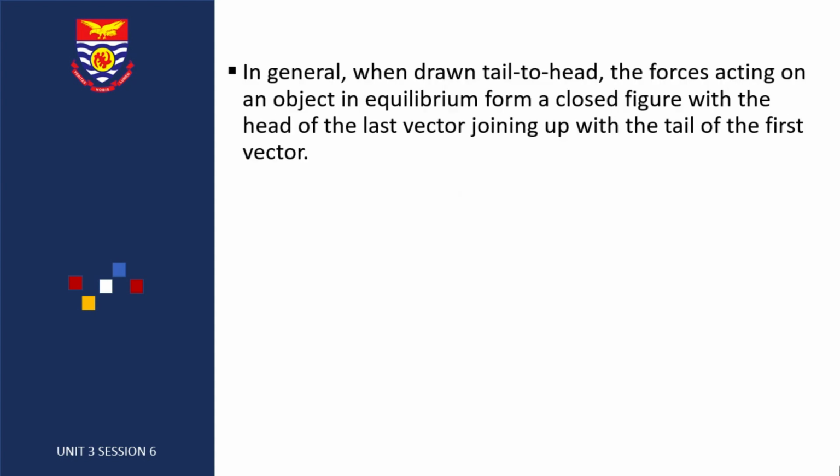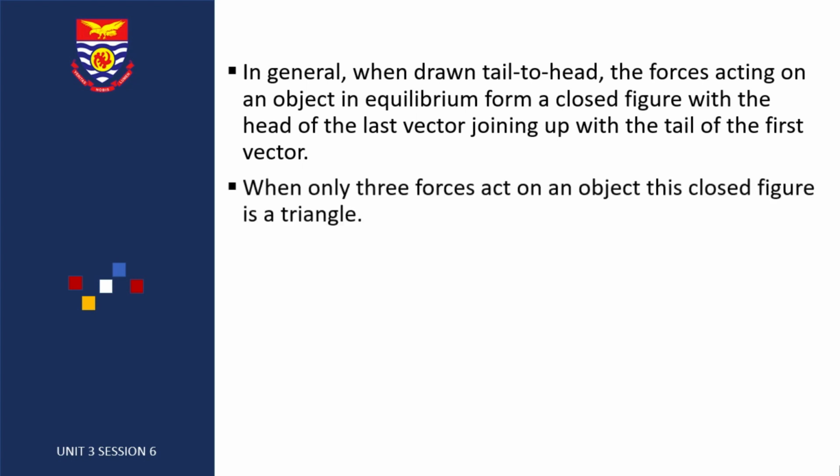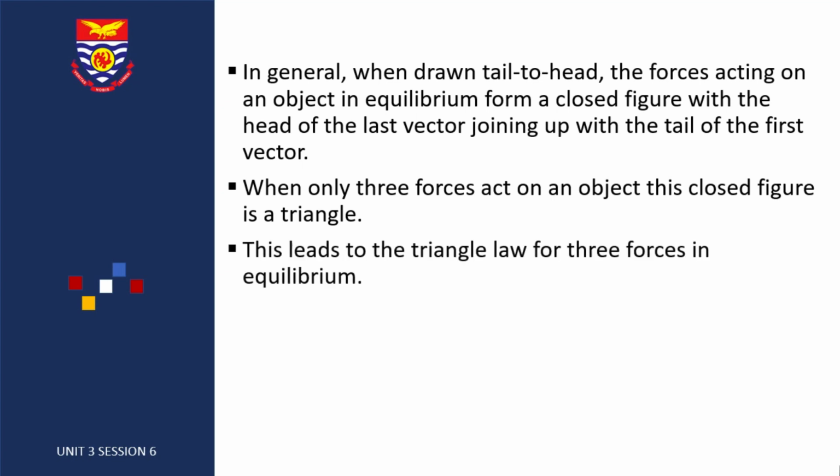So in general, when the forces are drawn tail to head, the forces acting on an object in equilibrium will form a closed figure with the head of the last vector joining up with the tail of the first vector. And when only three forces act on an object, this closed figure is a triangle, as we saw. And this will also lead us to the triangle law for three forces in equilibrium.